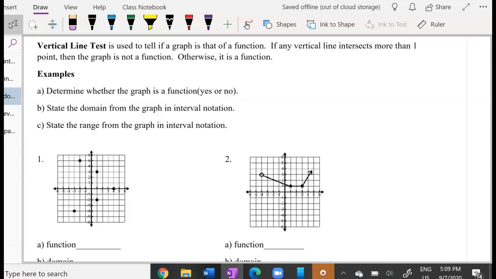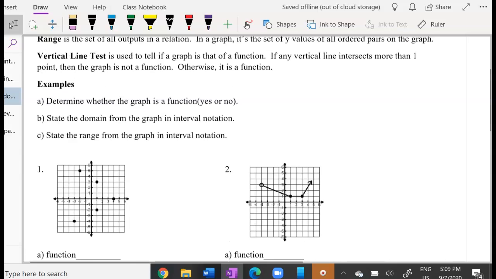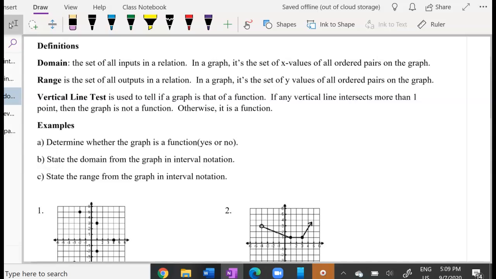Remember that if it's not a function, it can still be a relation, which is any correspondence between a set of ordered pairs. And a function is that special correspondence, which will be covered in another video, where each input corresponds with exactly one output. Okay, so first a little bit of review of the terminology: domain, range, and the vertical line test.